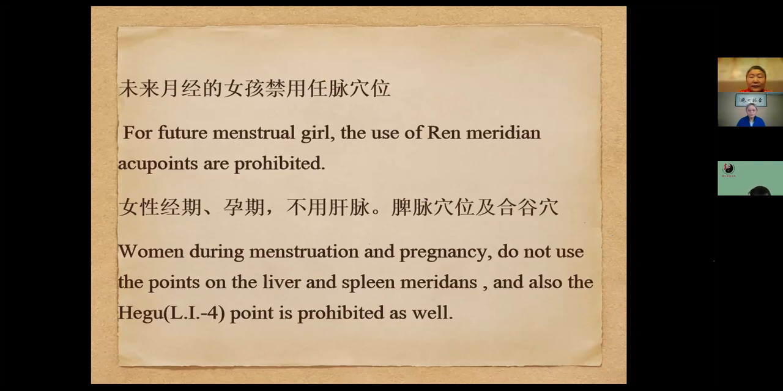For premenstrual girls, the use of ring meridian acupuncture points is prohibited. Why? Because when the period comes, the qi is very big, very strong, so it can cause some disturbance. And women during menstruation and pregnancy do not use the points on the liver and the spleen meridian. And also the hegu, LI4 point, is prohibited as well.